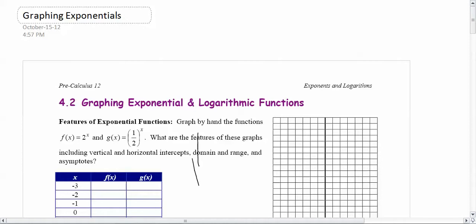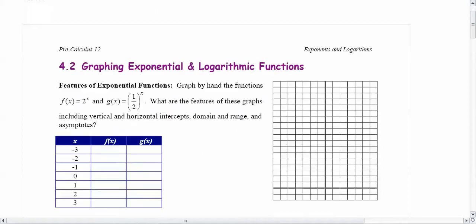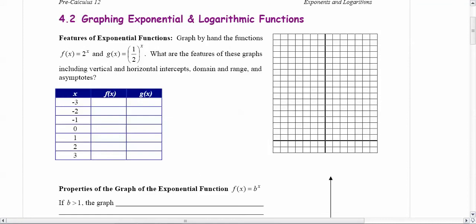So first let's graph 2 to the power of x. And we'll just do this by putting in some points. So 2 to the power of 1 is 2. 2 to the power of 2 is 4. 2 to the power of 3 is 8. And you start to see a pattern. As you go up, you multiply by 2. As you go down, you divide by 2. So 2 to the power of 0 is 1. And when we have negative exponents, we get fractions.